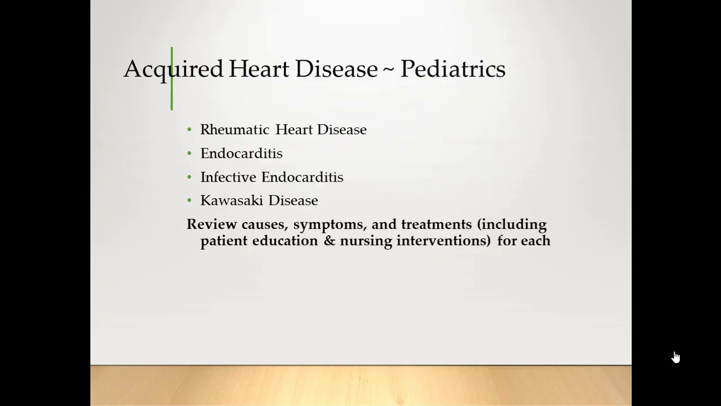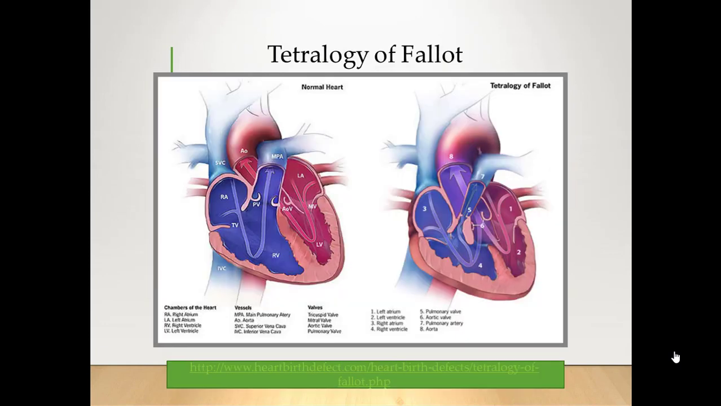Heart diseases that kids might get are rheumatic heart disease. We kind of went over that a little bit. If you guys have listened to Pam's lecture, I think she goes a little bit deeper than I do. They might get endocarditis or infective endocarditis, or even Kawasaki disease. So moving on to tetralogy of Fallot.